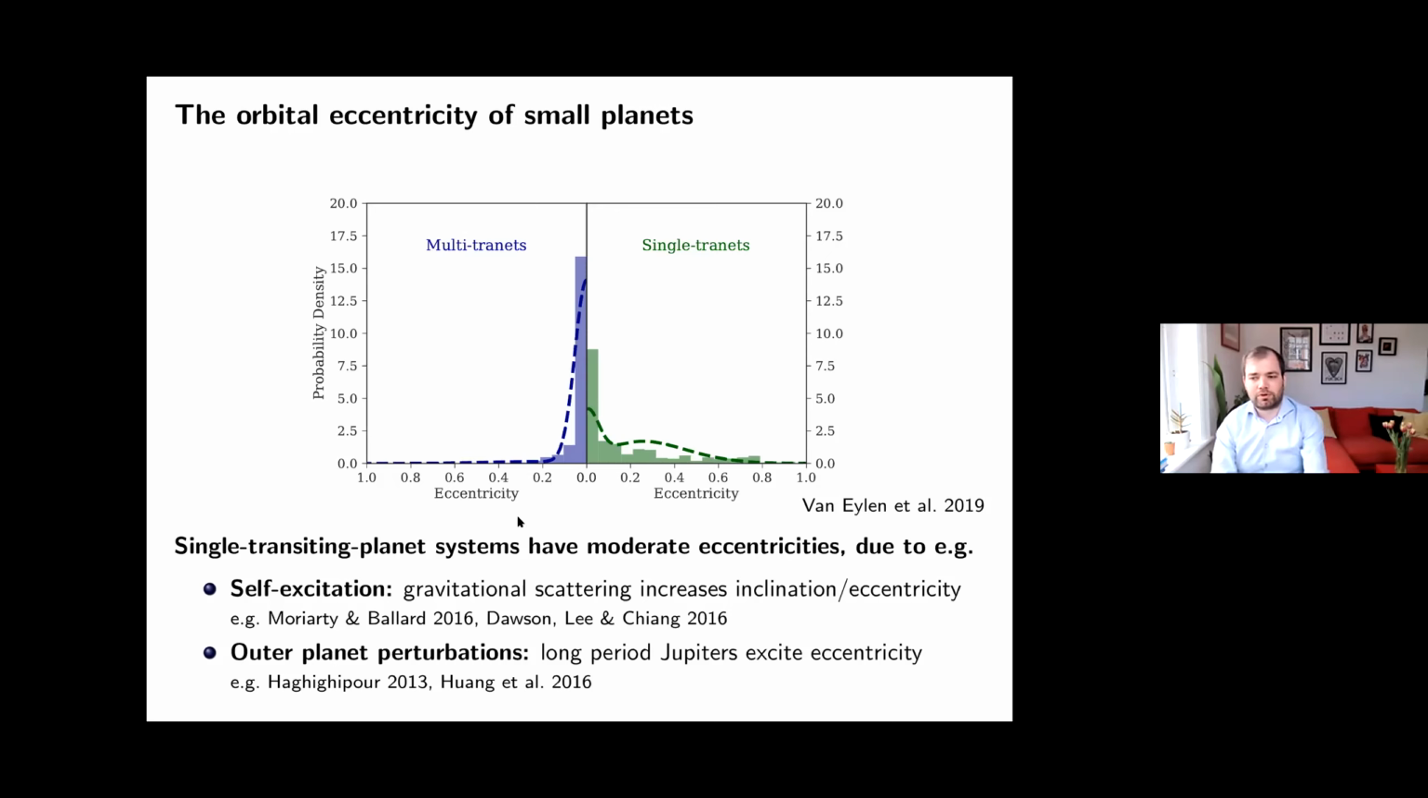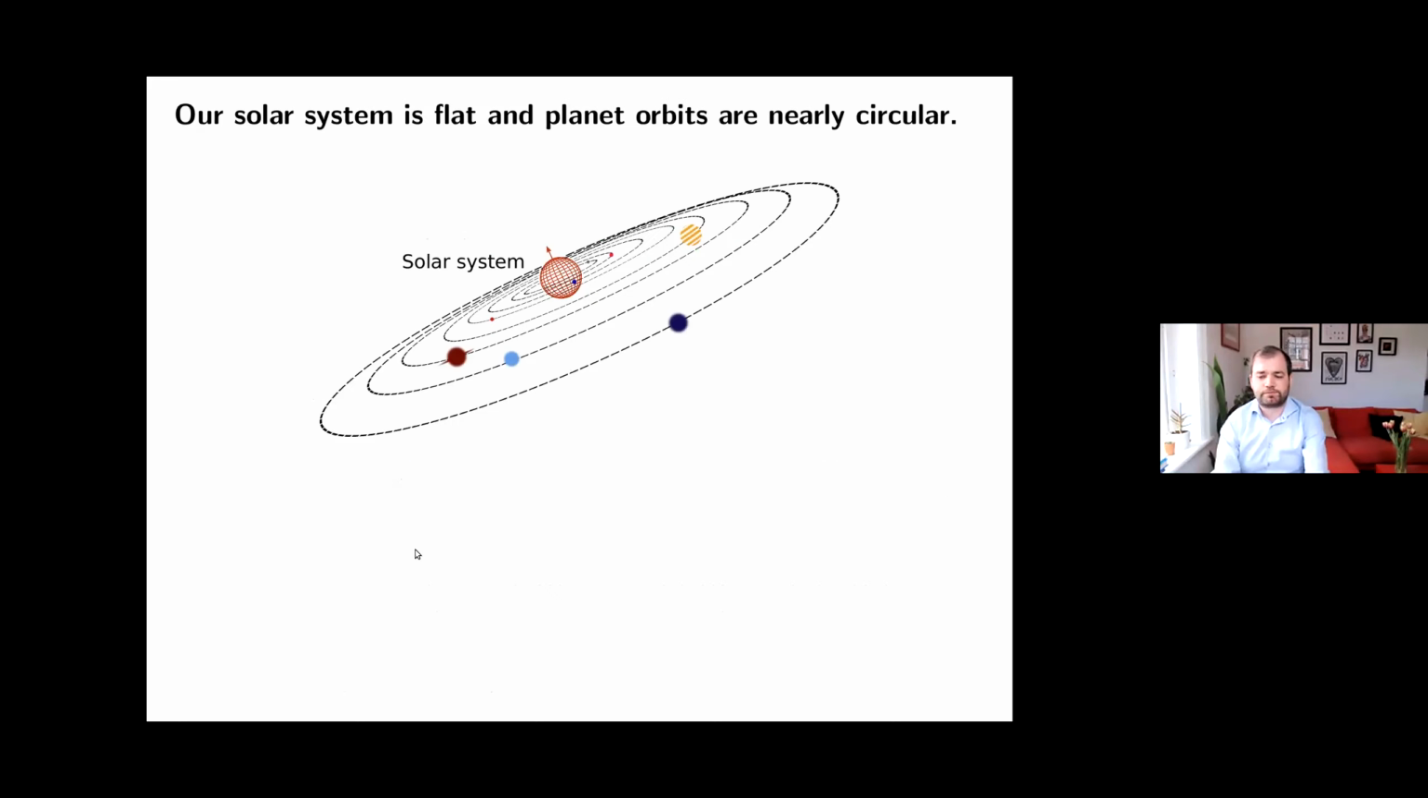But the problem remains that these two theories each make their own predictions, and it's very difficult to entirely separate between the two. So full understanding is still work in progress, but I think we have learned quite a bit here on eccentricities for planets.